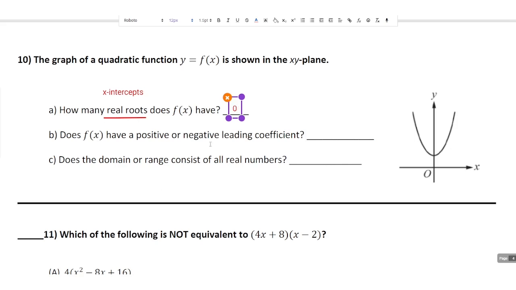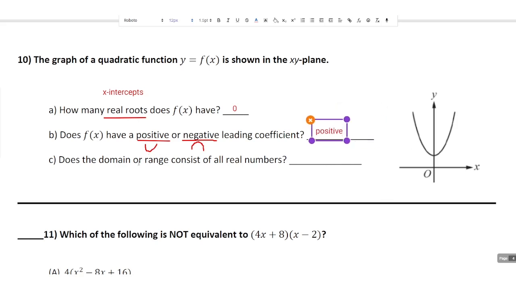Does f of x have a positive or negative leading coefficient? If it's positive, the parabola is going to open up, and if it's negative, it's going to open down. Since this one's opening up, we can conclude that it must have a positive leading coefficient.